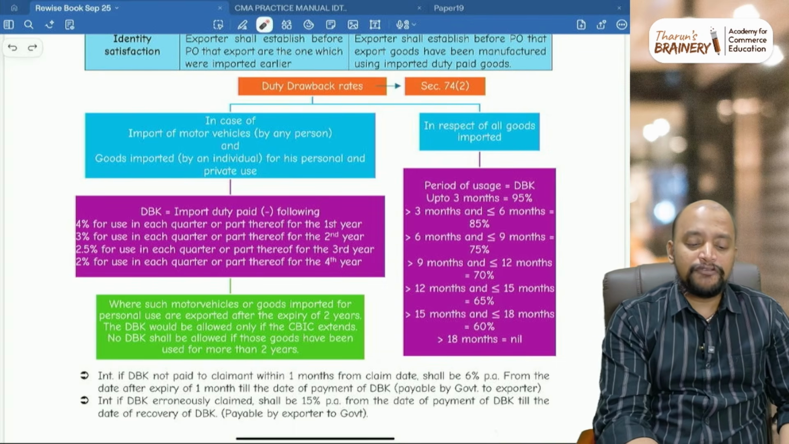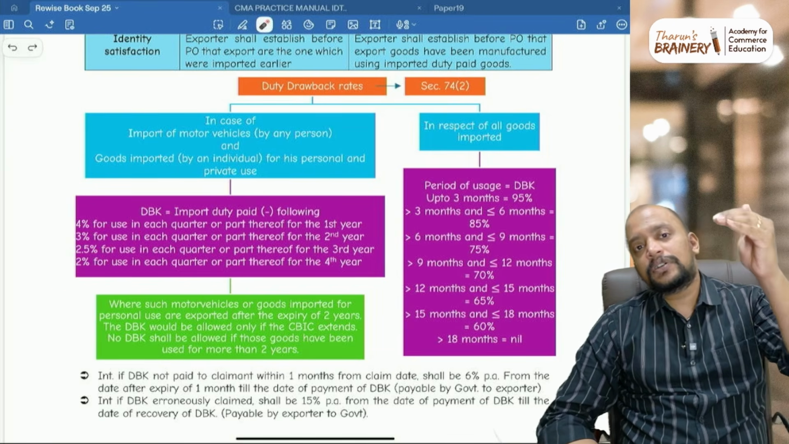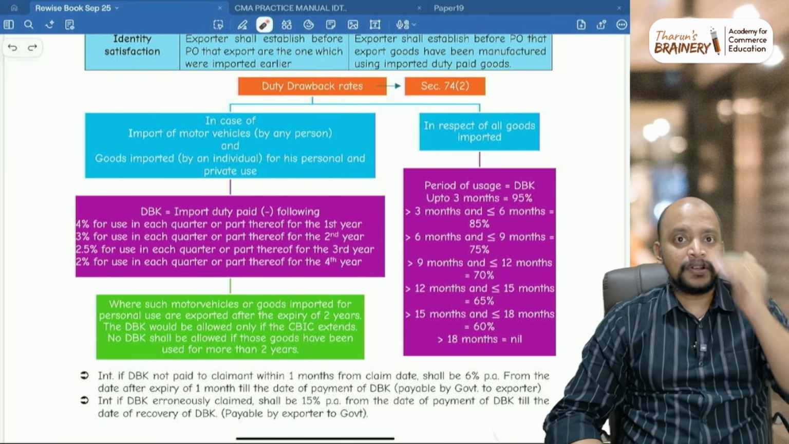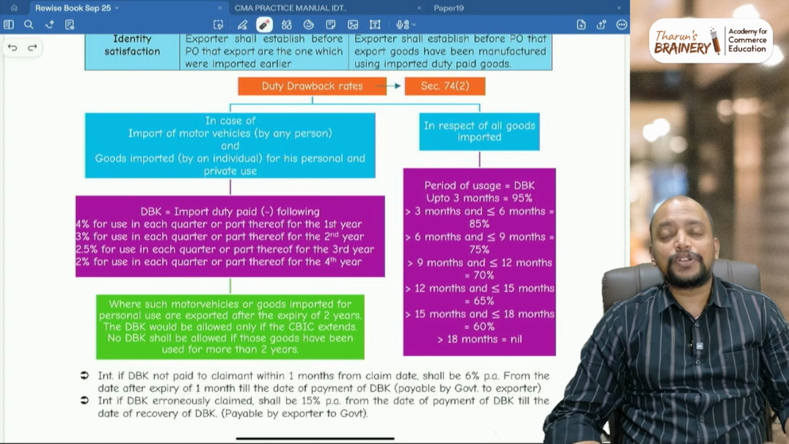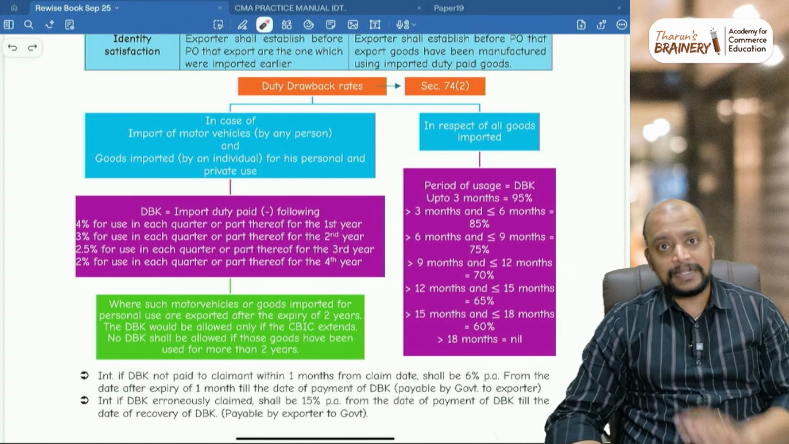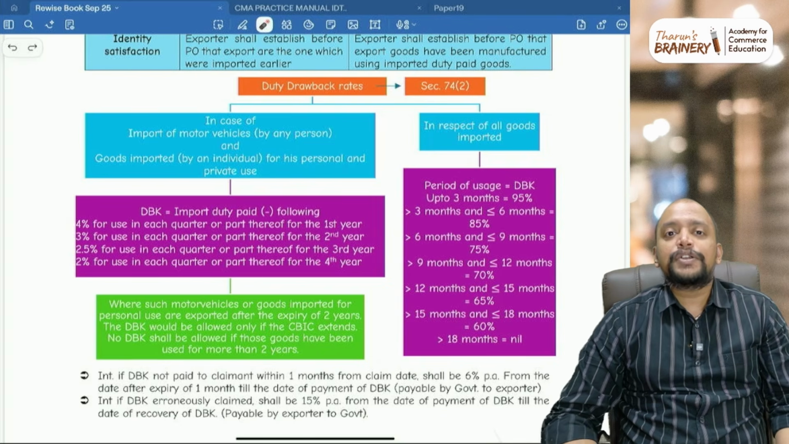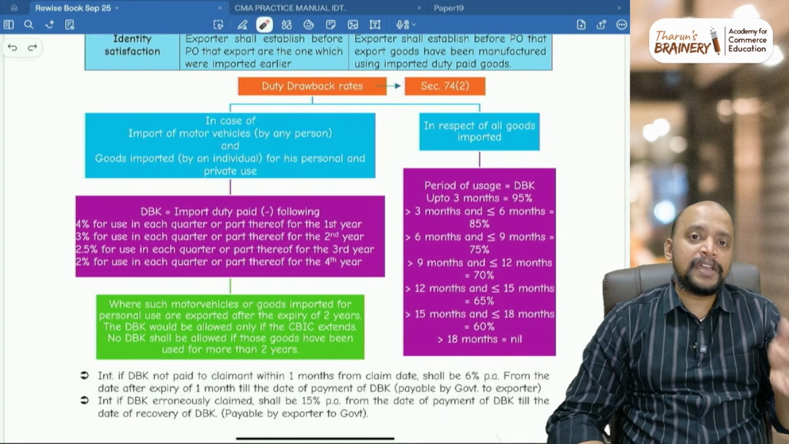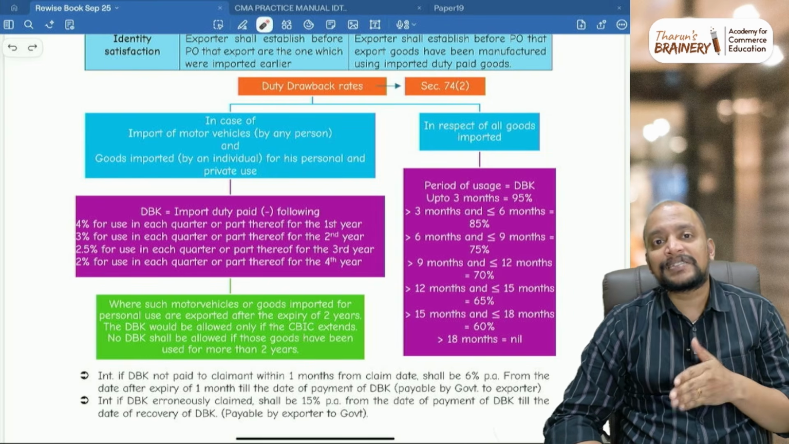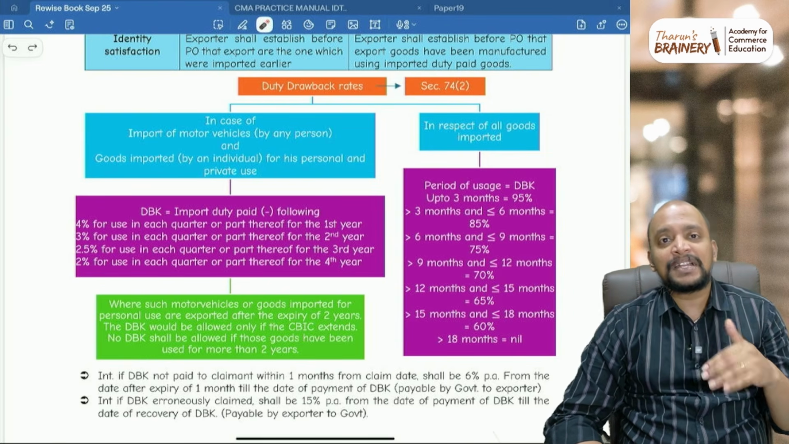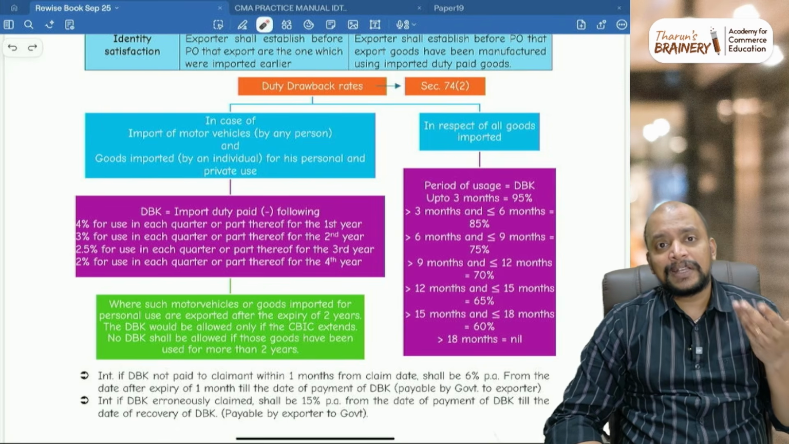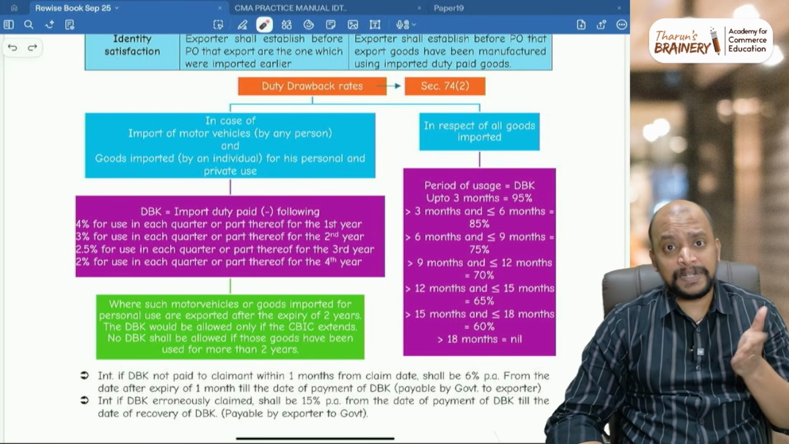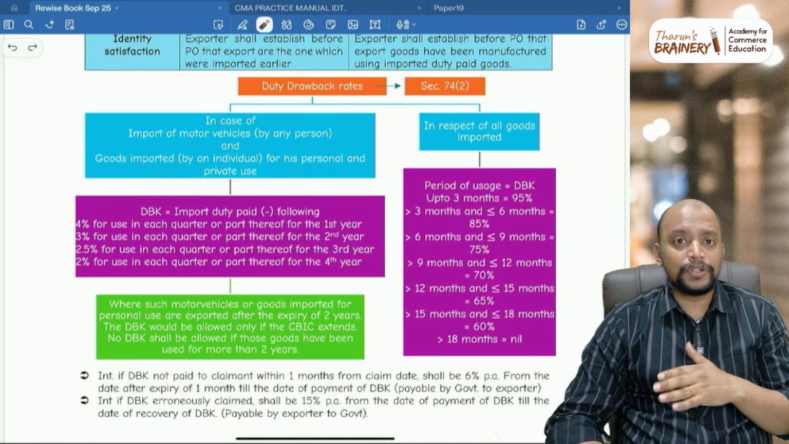So remember 4, 3, 2.5, 2: first year, second year, third year, fourth year. So duty drawback is customs duty paid on import minus this. For example, if we are using it for the first year, we need to take 4% into 4 quarters, that is 16%. So customs duty paid minus 16%. If you are using it for 2 years, then we take first year 4 into 4, 16%, second year 3 into 4, 12%.